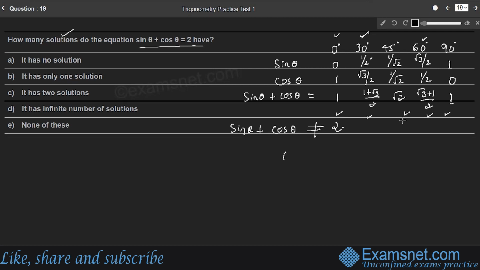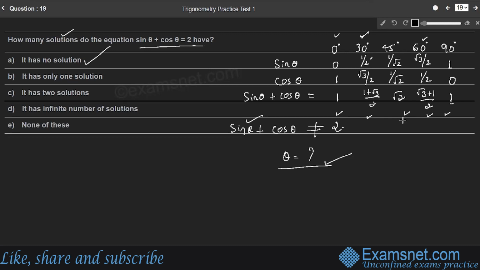You cannot predict for what angle theta the expression sine theta plus cos theta is equal to 2. For this question, you don't have any answer. That means the equation has no solution. So theta has no value such that sine theta plus cos theta is equal to 2, right? Therefore, the equation has no solution. This is the simplest method to solve this question, right?